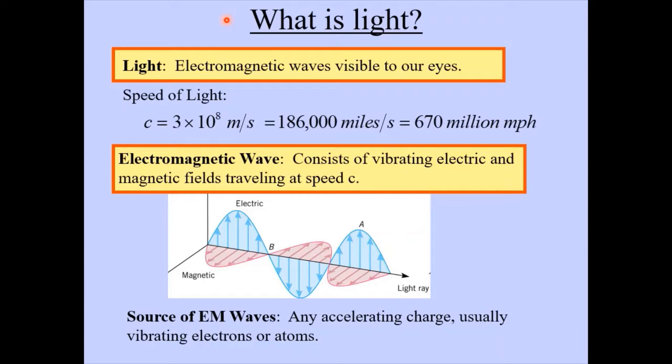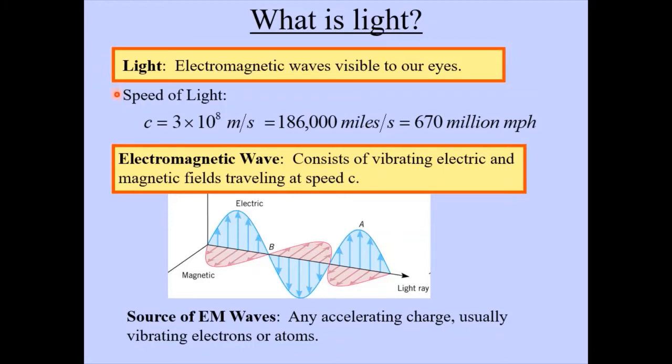So as we saw in the video, light is what's called an electromagnetic wave. And in particular, when we talk about light, we're usually talking about visible light. That is, light that we can see with our eyes. And so light in that sense is an electromagnetic wave that's visible to our eyes.